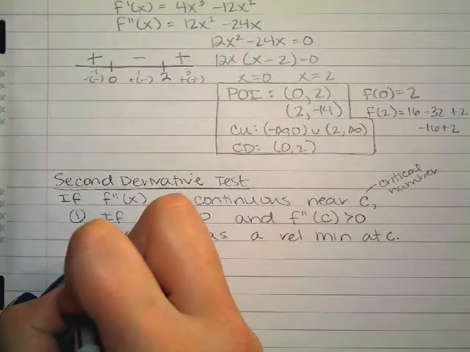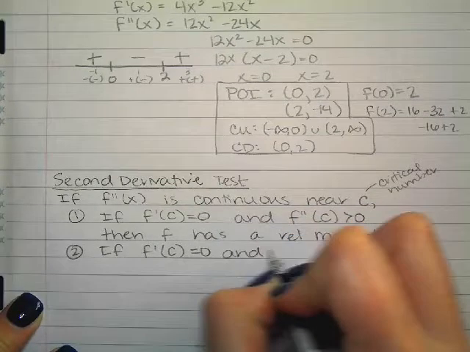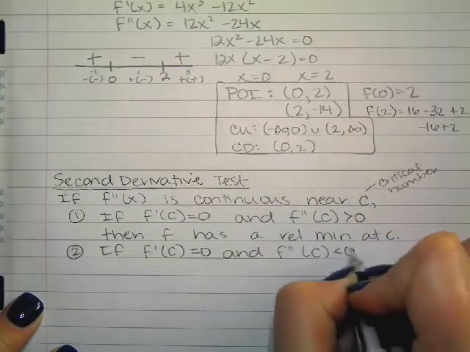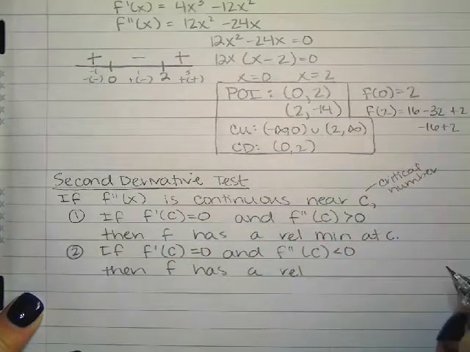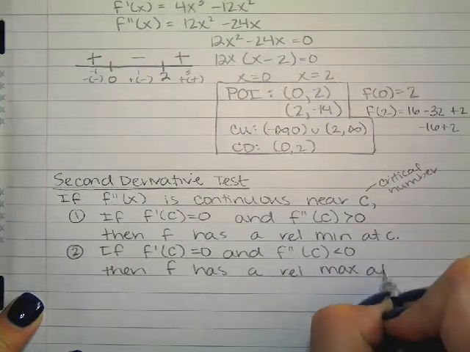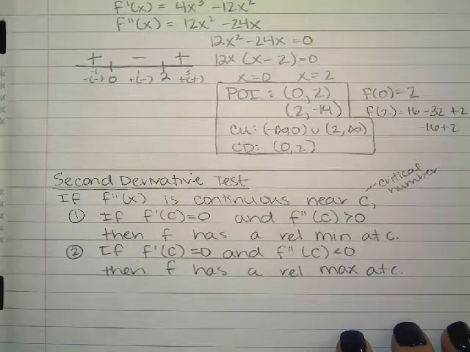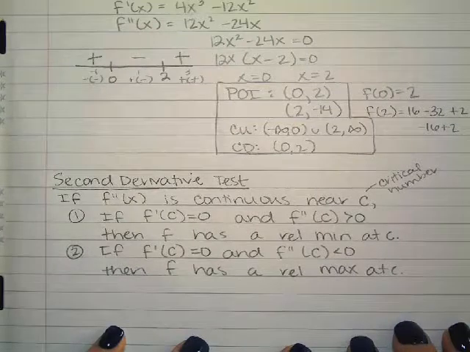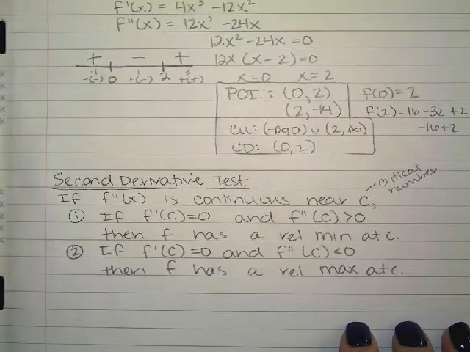Okay. So if f prime of C equals 0 and f double prime of C is less than 0, then the function has a relative max at C. So before we were checking maximums and minimums to see where the increasing switched to decreasing and where the decreasing switched to increasing. Now we're saying if we know where those critical points are and you're concave up, then you must have a minimum. Or if you're concave down, then you must have a maximum. So it's two different ways of finding the exact same information.